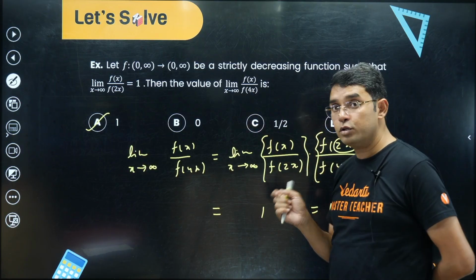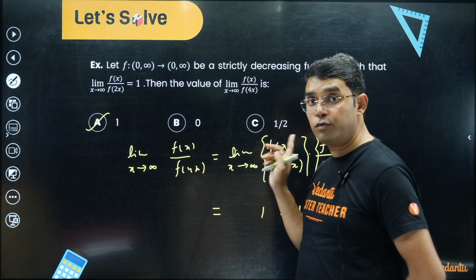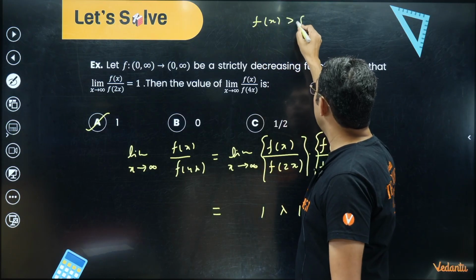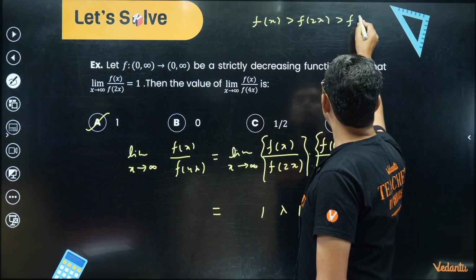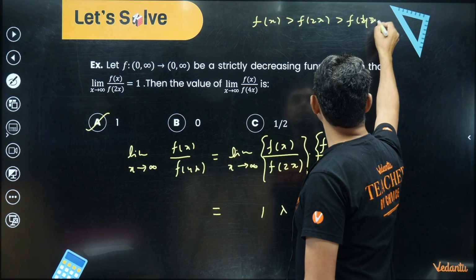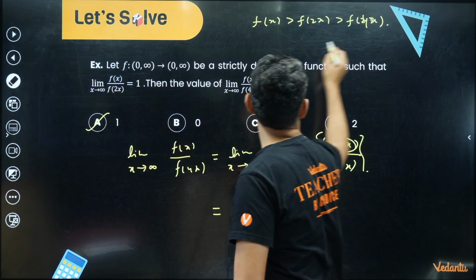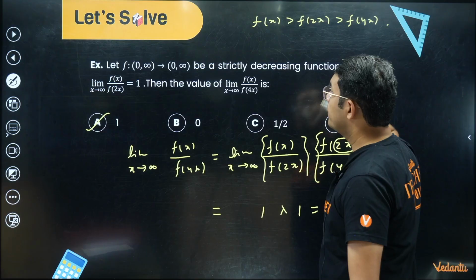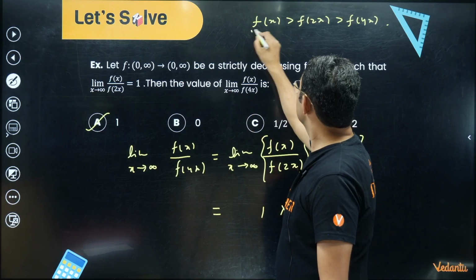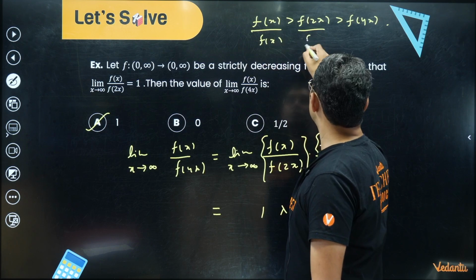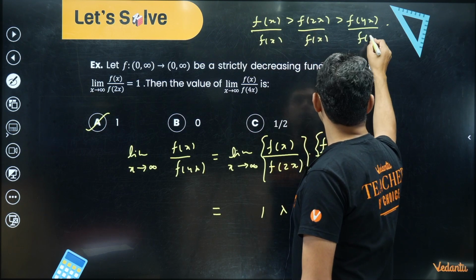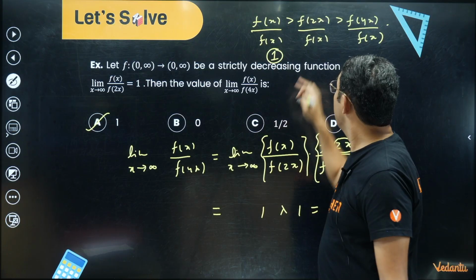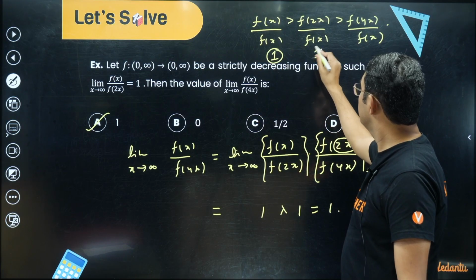Let me tell you, dear student, I also got stuck on this question when I saw it for the first time. If it is a decreasing function, then f(x) will be bigger than f(2x), and f(2x) will be bigger than f(4x). And the codomain is positive. So if I divide by f(x), which is a positive quantity at all places, the sign will not change. This limit will tend to 1 only. This we are given as 1.